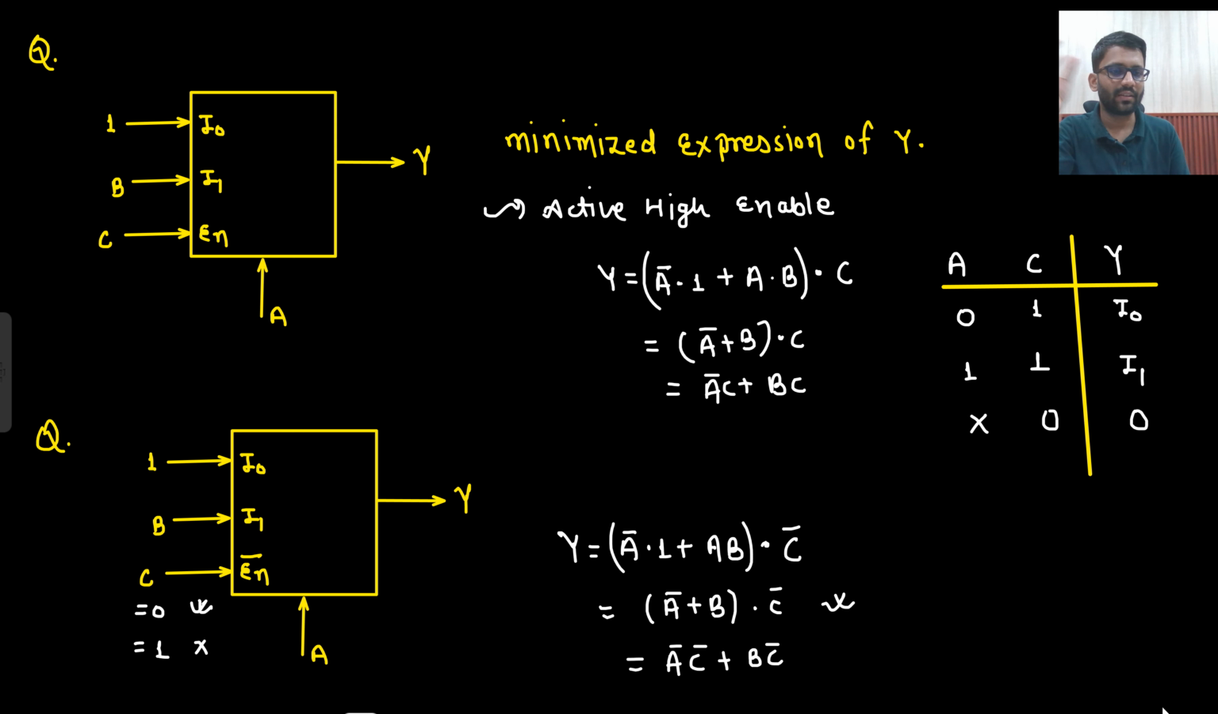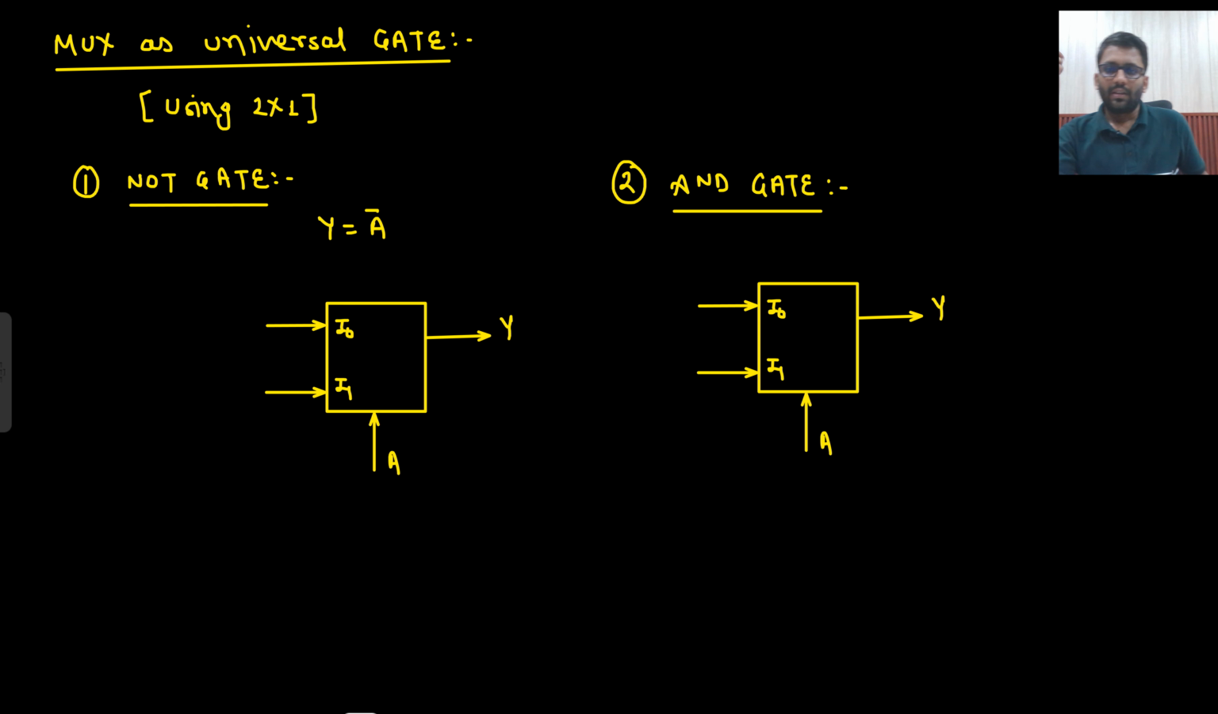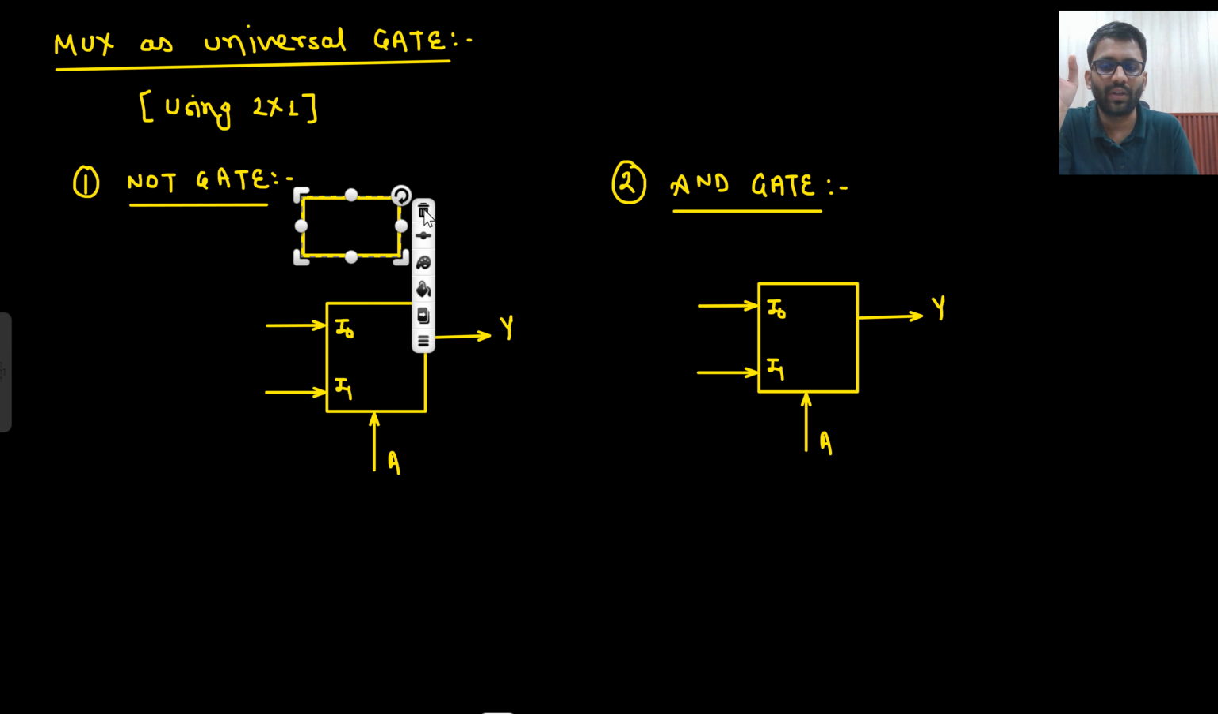We will use it again and again. So here I have explained it: active high enable, active low enable. Okay, let's use MUX as a universal gate. So using the MUX, you can make all the basic gates, universal gates, and arithmetic gates. So let's try making the NOT gate. What do you need to make? NOT gate. Y is equal to A bar, you need to make.